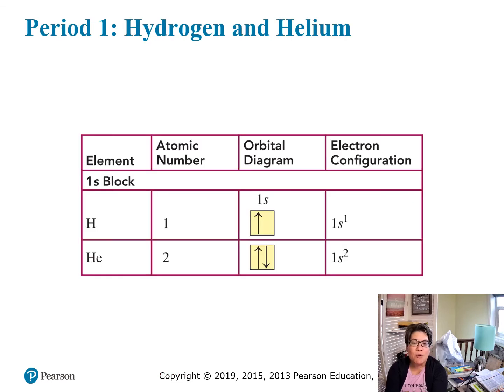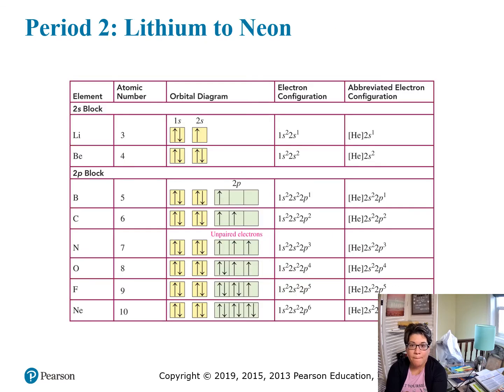So here's an example. This is from the 1s block. Hydrogen has an atomic number of 1. That means it has 1 electron. So there's only 1 electron in that s shell. That's how we do the orbital diagram and the electron configuration. Helium is the next one. It has 2 electrons. And this is the orbital diagram and the electron configuration. And then these are some other ones. So this is from the 2s block. Notice that the 2s is the last one filled up in the 2s block.